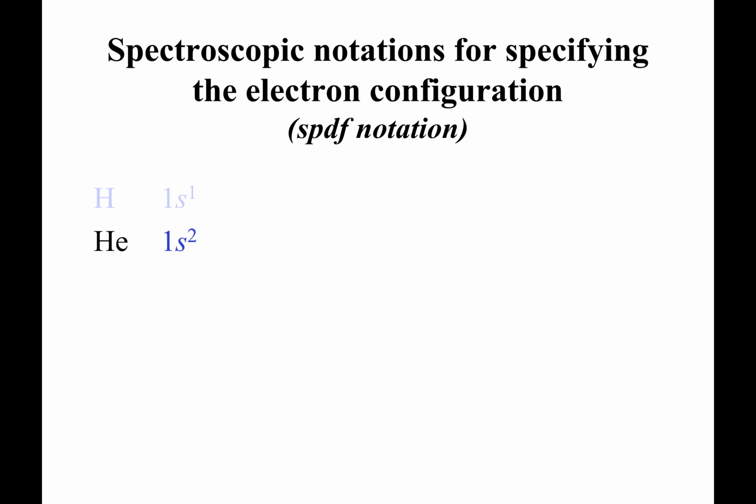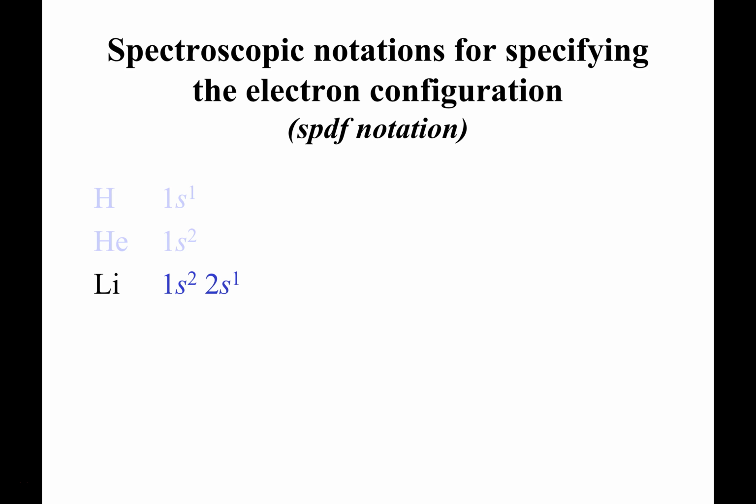Lithium, we're done with the 1s. So lithium has 2 electrons in the 1s, so it's 1s2, and it has 1 electron in the next subshell, 2s1. With spectroscopic notation, you don't have arrows representing electrons, but if you want to know how many electrons you've accommodated, you just take the superscripts and add them up. So 2 plus 1 is 3. So we're at atomic number 3, which is lithium.